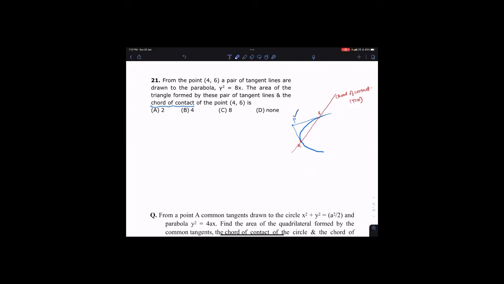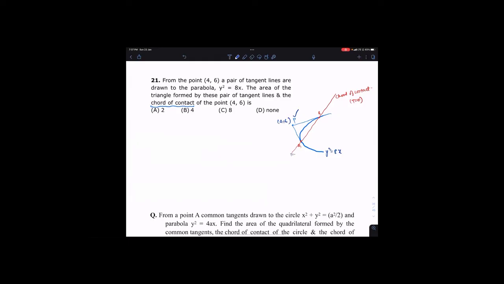Now coming to this question. From the point (4, 6), a pair of tangent lines are drawn to this parabola y square equals 8x. Two tangents we can see. They ask for the area of the triangle formed by this pair of lines and the chord of contact. That means the area of triangle PQR. Now, think about what all you can find. Can you find the equation of the red line? Yes, we can find it. But how can we find the equation of the red line?